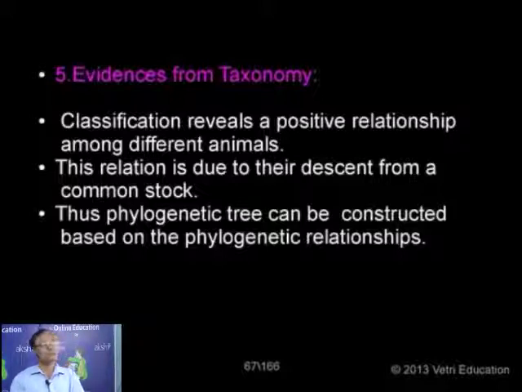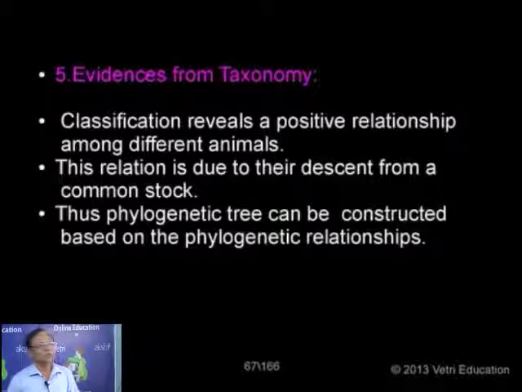And this positive relationship is based on their descent from a common stock. So actually they have been descended from a common stock. Because of that only, we can say they show positive relationship. The relation between the different groups of organisms is due to their descent from a common ancestor. So based on this principle, one can construct the evolutionary tree.